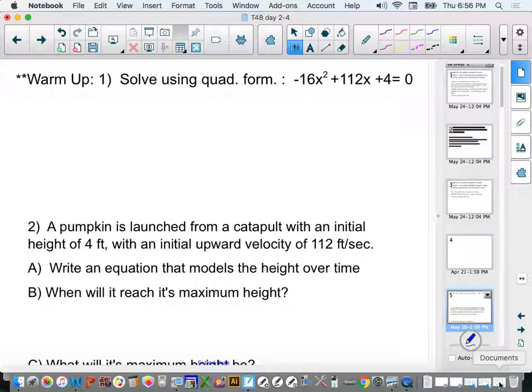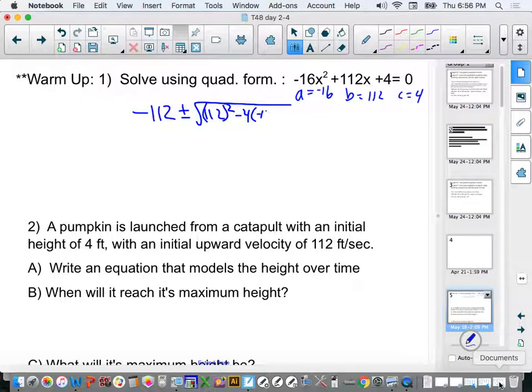Take a couple of minutes and try to practice using the quadratic formula. You can pause the video and then I'll show the answer key here. So here you can see those values plugged into the quadratic formula.